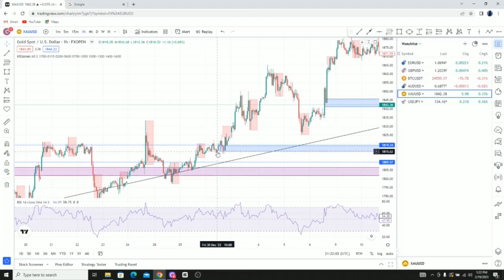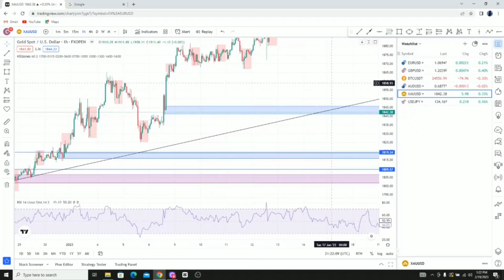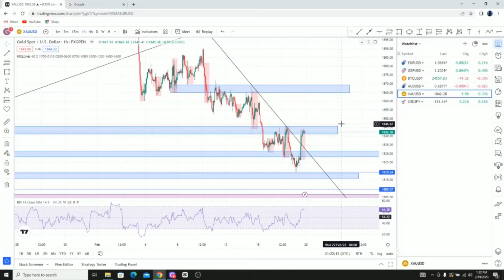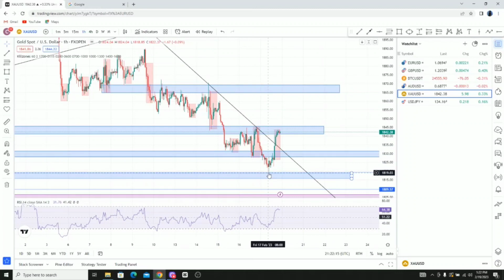So this is the point of interest. This candle here is the point of interest. That's how I got this demand zone. It was the same demand zone the market came back here to test on. So that's how I got this zone. And after the test on that demand zone, it started pushing to the upside.